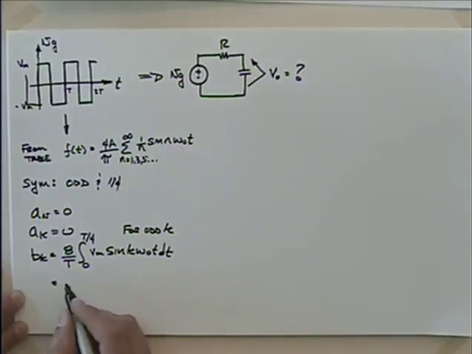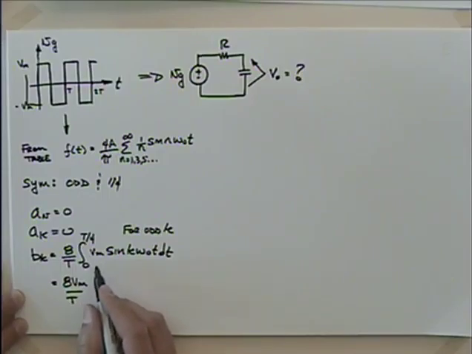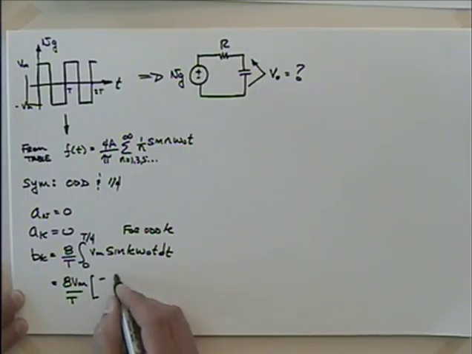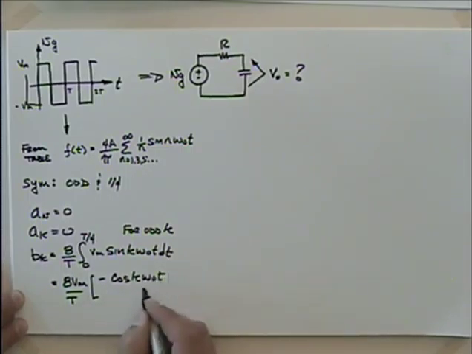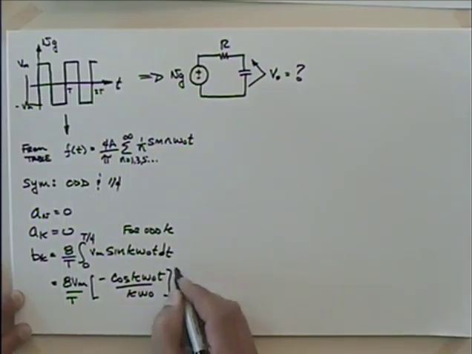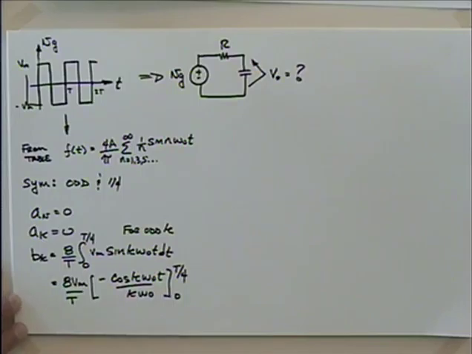So this turns out to be what? 8 Vm divided by T. Then you're going to have the integral of sine, so you end up with this minus cosine of k omega naught t divided by k omega naught. Evaluating that from 0 to T over 4.